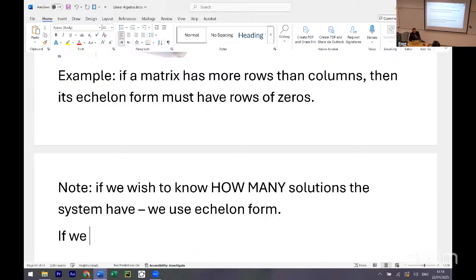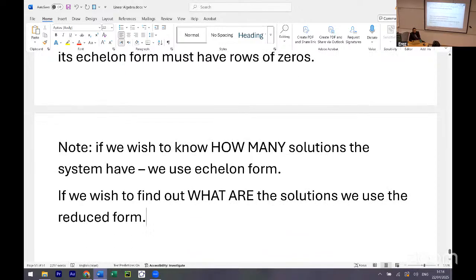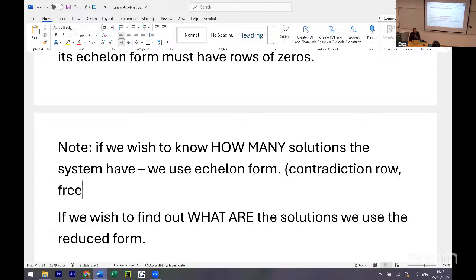If we wish to find out what the solutions are, to actually find the solutions, not just how many there are, we use the reduced form. Why? Because what tells you how many solutions there are is whether there is a contradiction row and whether there are free variables.